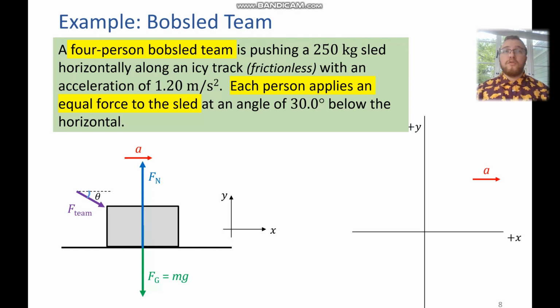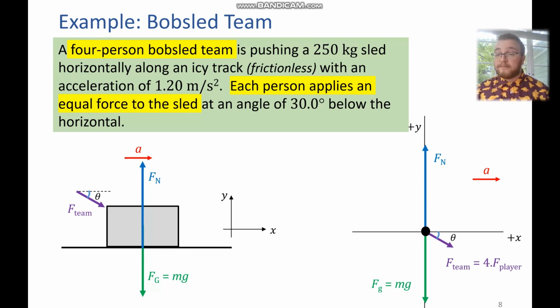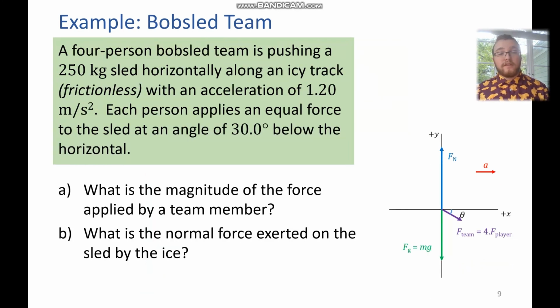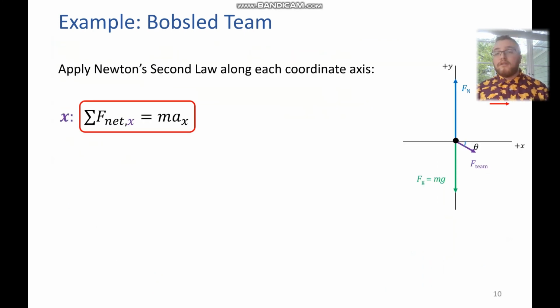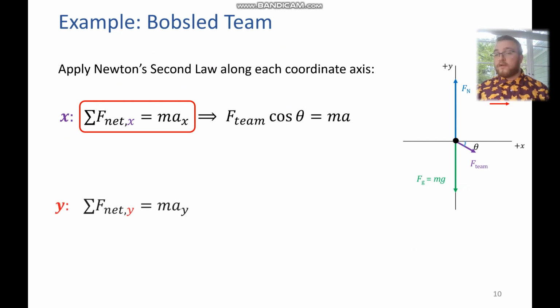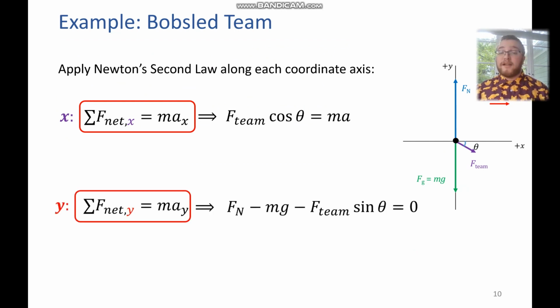Since objects will move and act as if all of their mass is at the center of mass, we draw the center of mass. We draw the point particle, and then we just draw all of the arrows pointing away. So we still have our gravitational force going down, our normal force going up, and the force of our team pushing. But this puts the beginning of all of the arrows in the same point, and it makes it easier to break them up into x and y components and solve. So we're still trying to find the magnitude of the force applied by each team member and the normal force. Well, now it's much easier to split the force of the team up into its x and y components and apply Newton's second law.